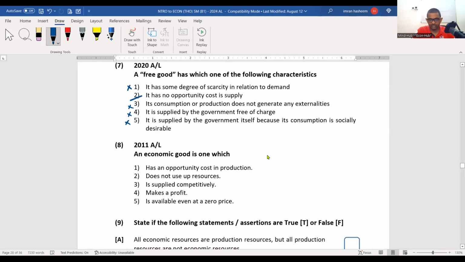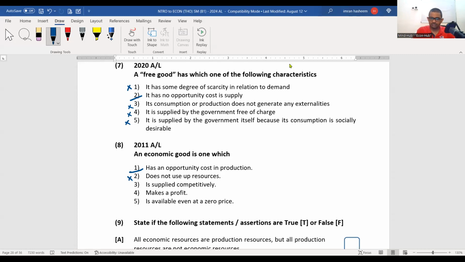I'm pretty confident. 2011. An economic good is one which has an opportunity cost in production. We have to agree with it. We can't go beyond it. Then it says does not use up resources. That's nonsense. No, it uses scarce resources. Is supplied competitively? Yes.